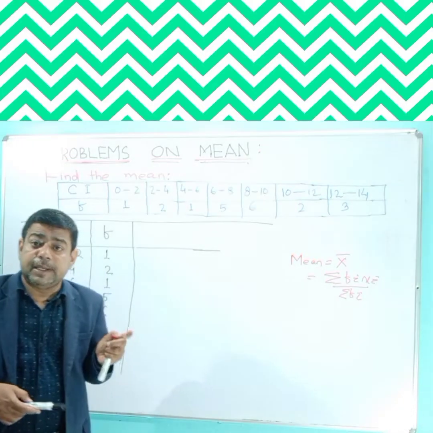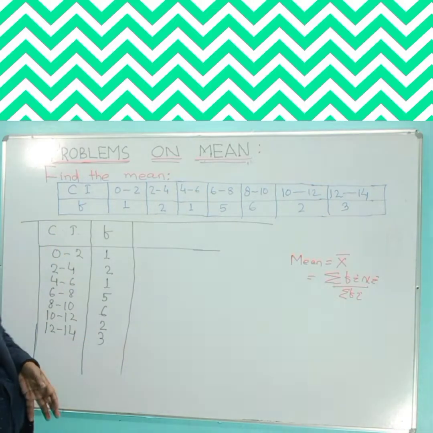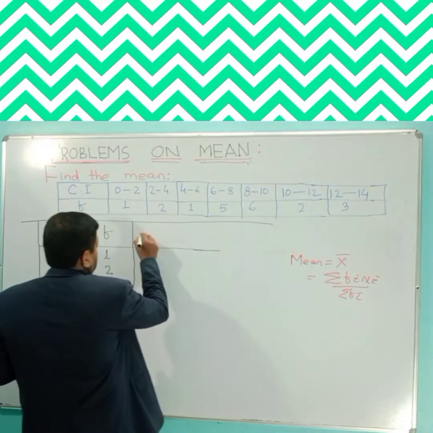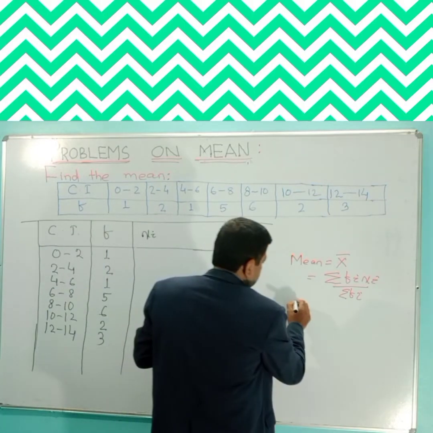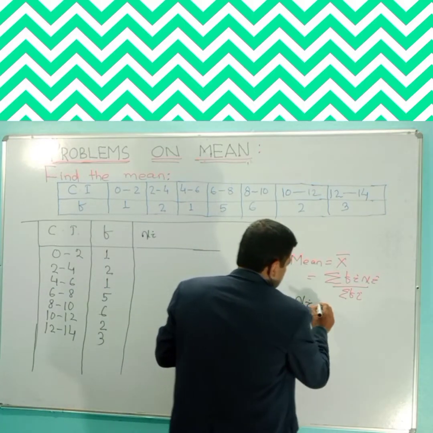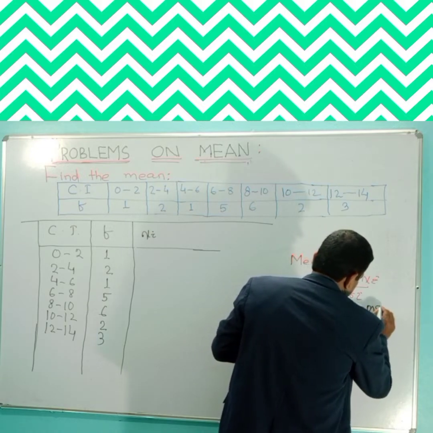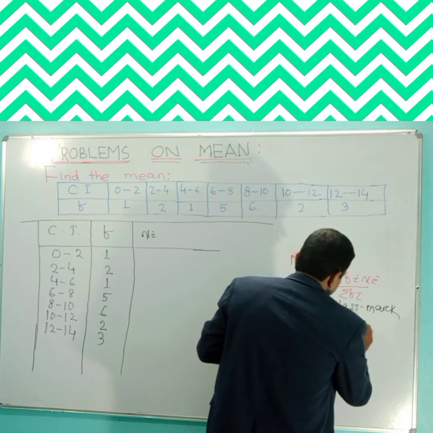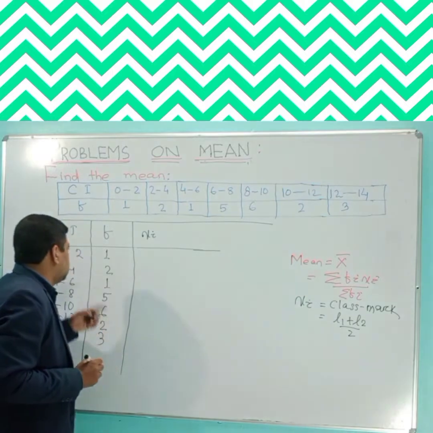Is it clear? Now, class interval is given, and if the class interval is given, all of you know you have to find the class mark. The class mark is known as xi. Xi is the class mark. What is the class mark? How do we find it? It is the lower limit plus the upper limit, divided by 2.